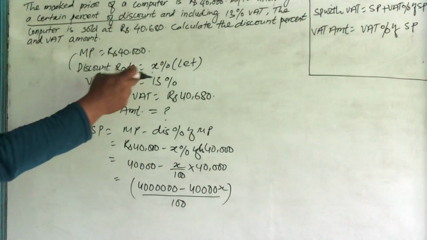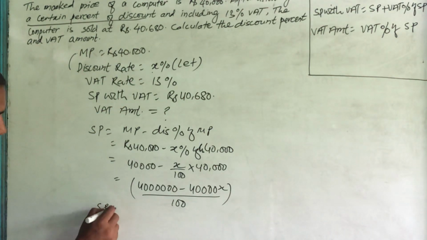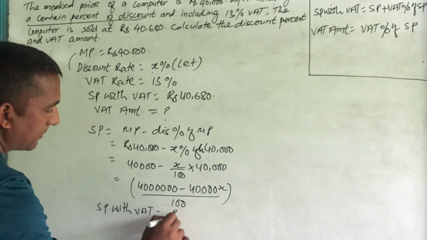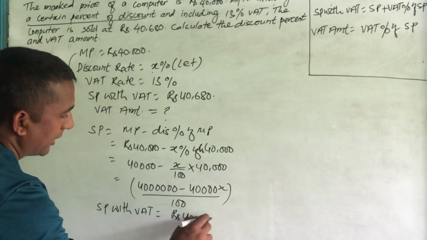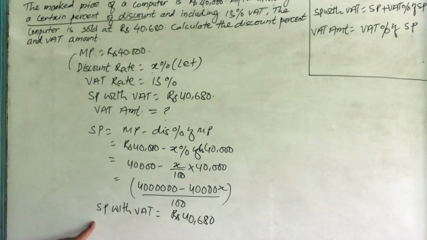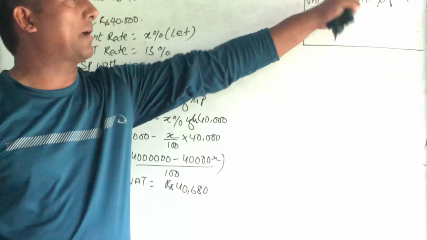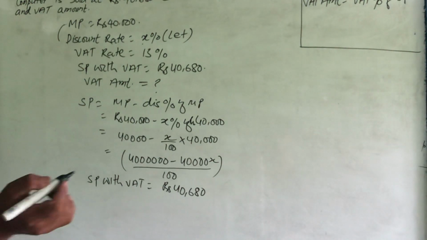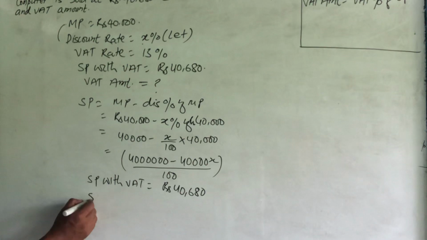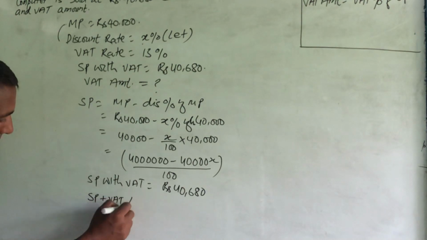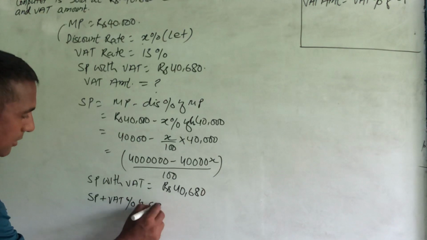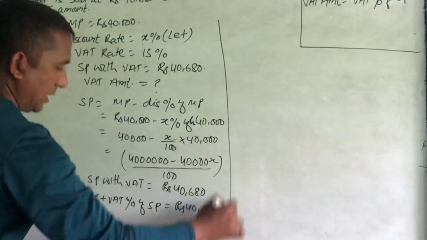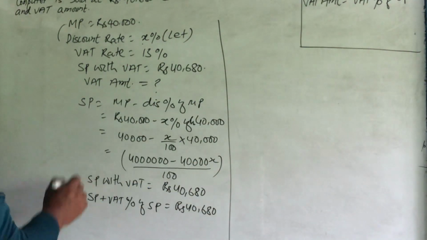Now the VAT percent is given there, that rate is 13%. So SP with VAT is given here, how much? Rs 40,680, and you know that SP with VAT means SP plus VAT percent of SP, because you know already clearly that the VAT rate is calculated on SP. SP with VAT means SP plus VAT rate, that percent of SP equals Rs 40,680.